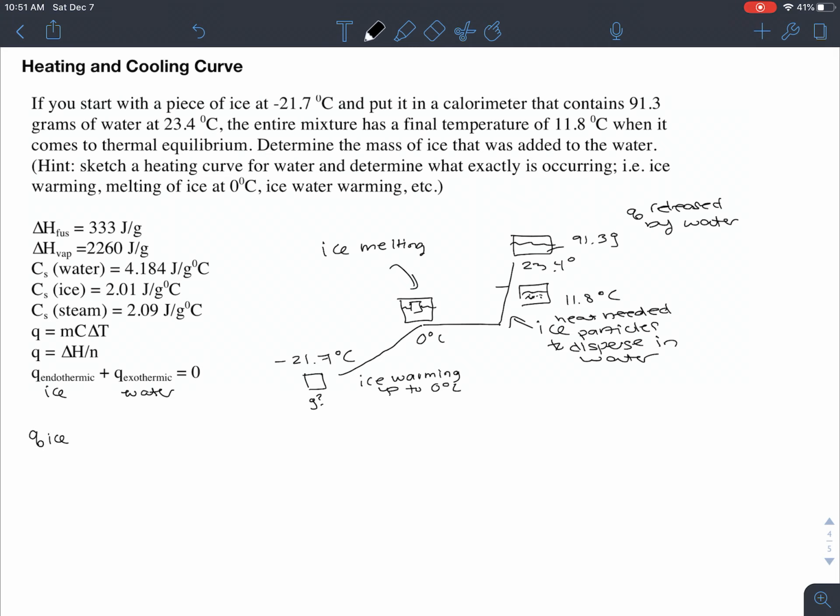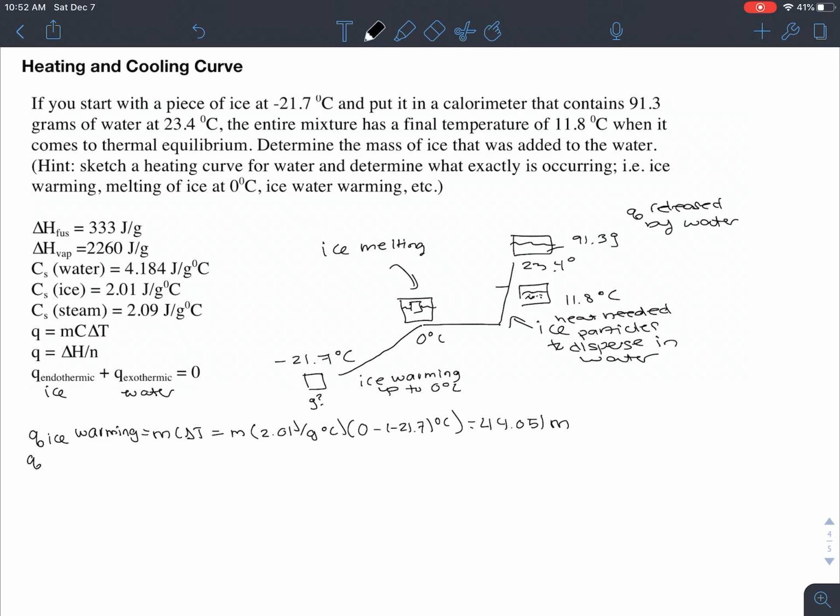So I have my ice warming up, which will be MC delta T. I don't know my M. My specific heat of ice is 2.01 joules per gram degrees Celsius. And then my delta T. So I started at negative 21.7 and I went up to 0, so my final is 0. So it's 0 minus negative 21.7 degrees Celsius. Now I can do all that math up to the mass, and that gives me 44.051 M. I can just leave the variable.